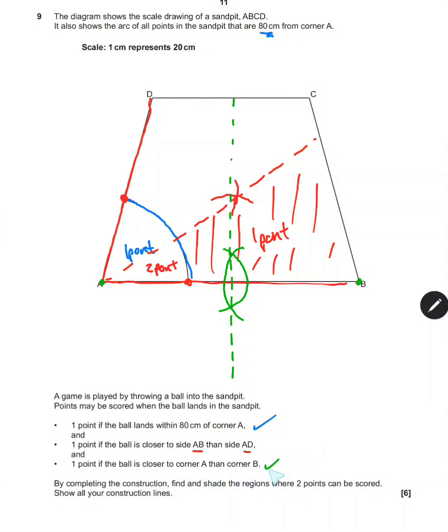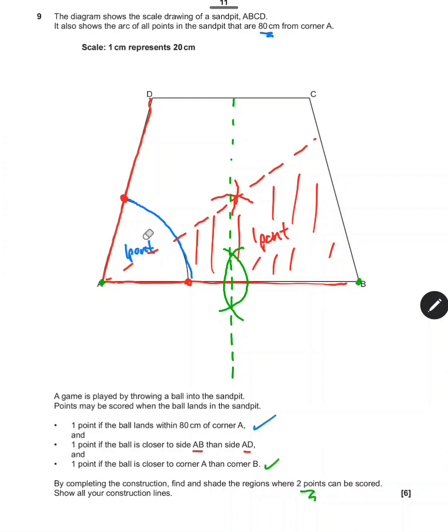And it says closer to A than B also gets a point. So on this side of the line gets a point. I'm not interested in that zone because actually the question says 2 points. So where do we get 2 points? Well, this part here now has just moved to 3 points because that covers everything. Okay, closer to the point A, closer to this bottom line, and within the section. So that bit there is 3 points.